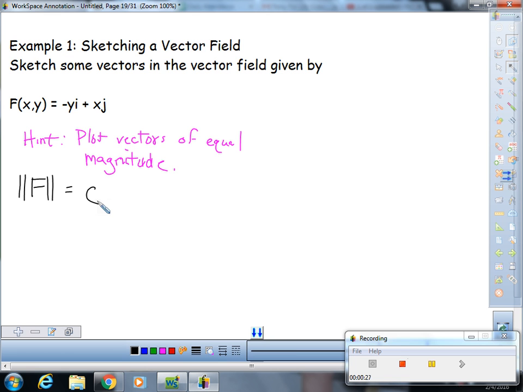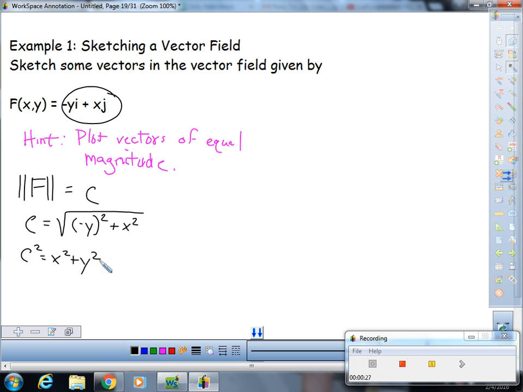Okay? So how do we find the magnitude of a vector? That's right. So C is going to be the square root in this problem of negative y squared plus x squared, right? We dropped our i's and j's because we're talking magnitude. So then what you get is c squared equals, well, you get y squared plus x squared. I'm going to switch them for us.